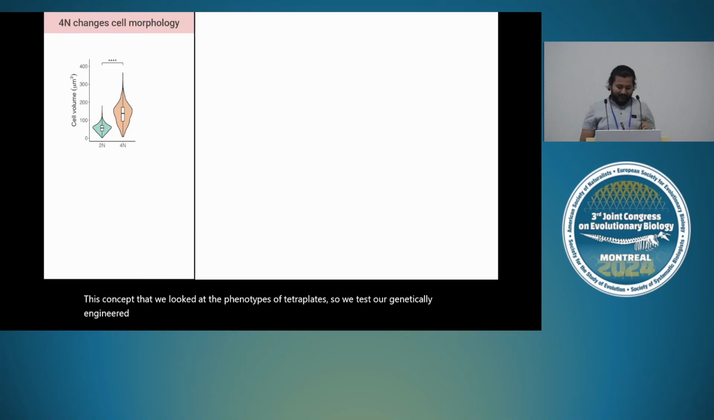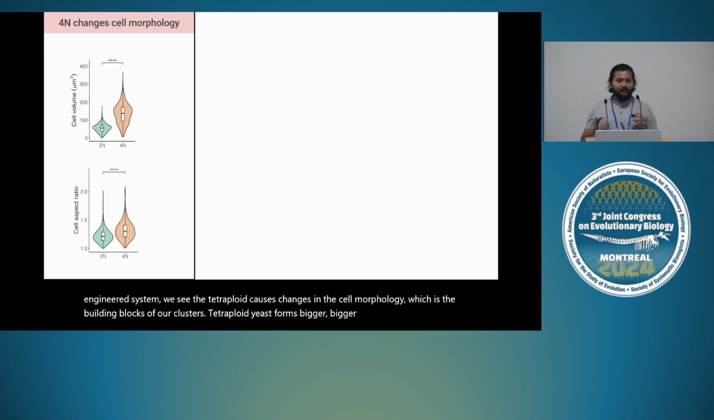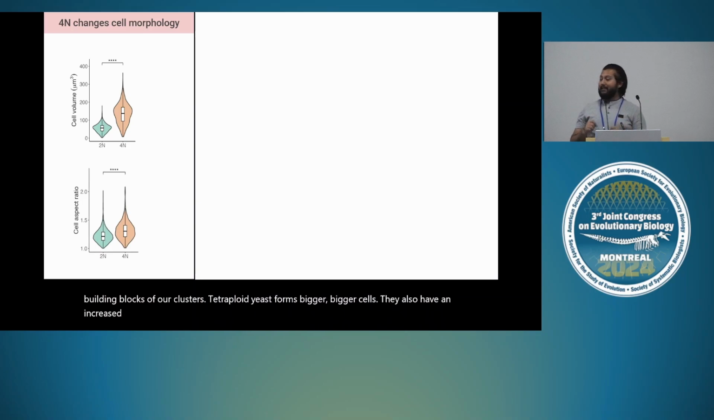We see that tetraploidy causes changes in the cell morphology, which is the building blocks of our clusters. Tetraploid yeast forms bigger cells. They also have an increased cell aspect ratio. That is, they form longer cells instead of more spherical cells.